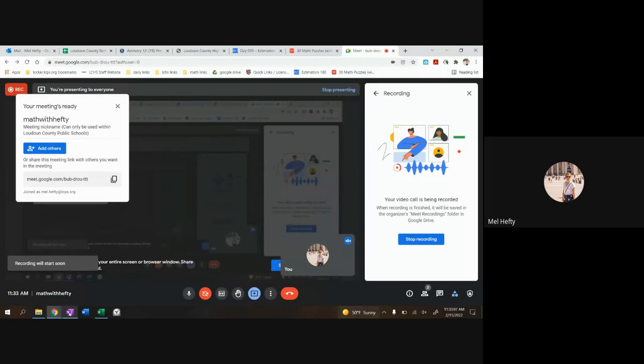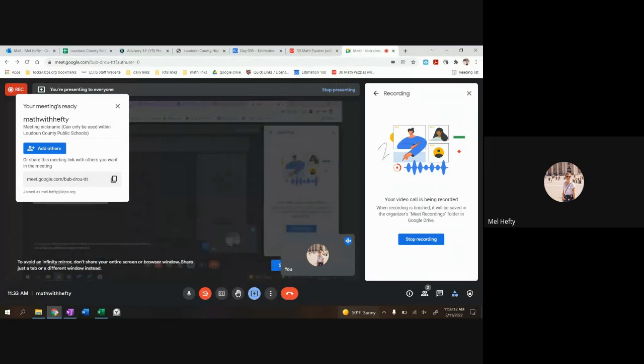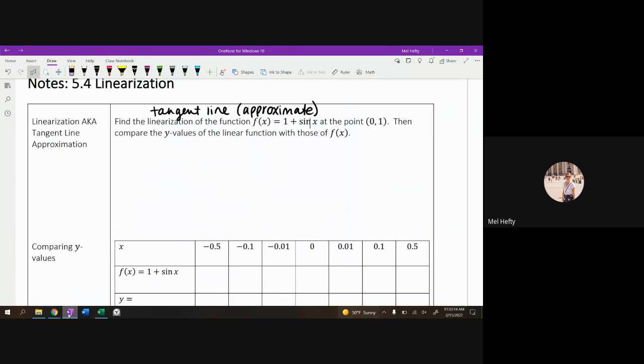So linearization, let's catch back up. Was that recording? Yeah, these must start so chaotically every time, because half the time I forget to start it.